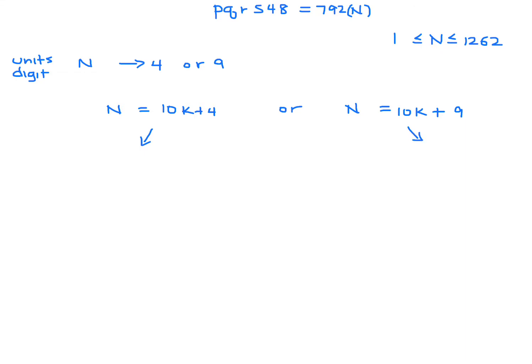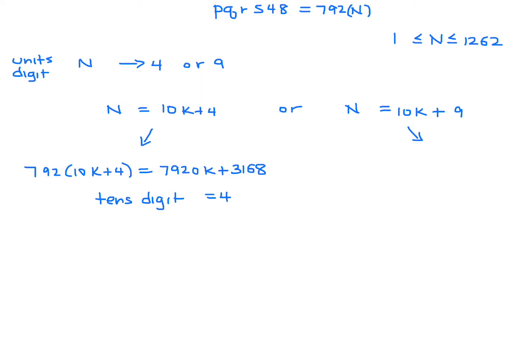If n is equal to 10k plus 4, let's put it back into that equation. And we get 792 times 10k plus 4 is equal to, so multiply this out, 7920k plus 3168. Okay. Well, the tens digit has to be a 4. We talked about the units digit, but now the tens digit has to be a 4. So the tens digit of this has to be equal to 4. So that means that when you multiply this number by k, and then you add to it 3168, it's got to end up with a tens digit of 4.